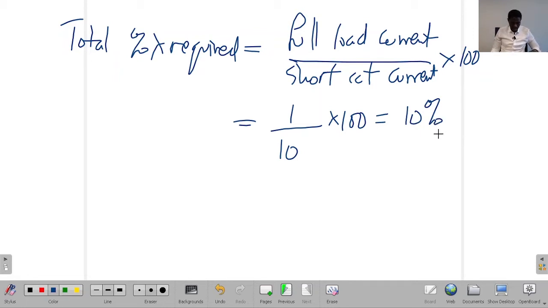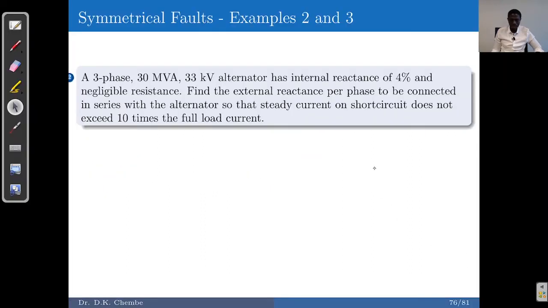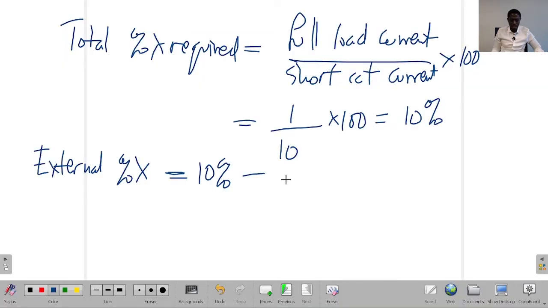Having obtained the total required reactance, the external percentage reactance is going to be subtracted from the total reactance. So we've got the total, which we calculated as 10%. This subtracts the 4% that is provided in the question, and we get 6% as the external required reactance.